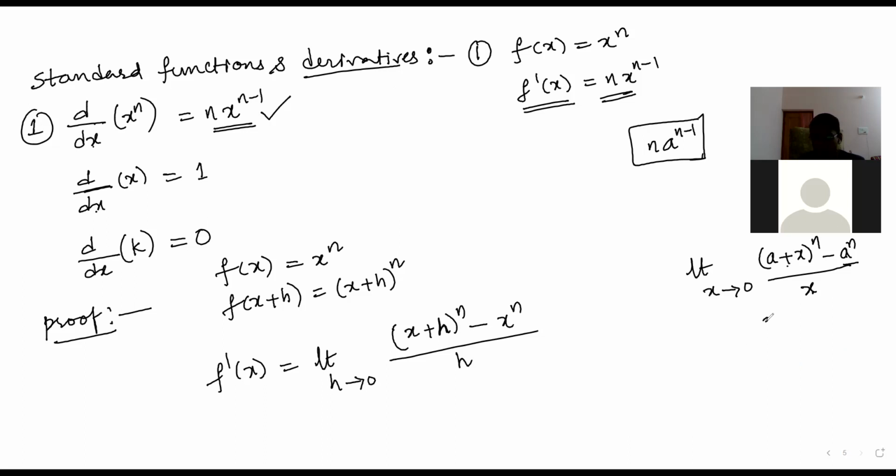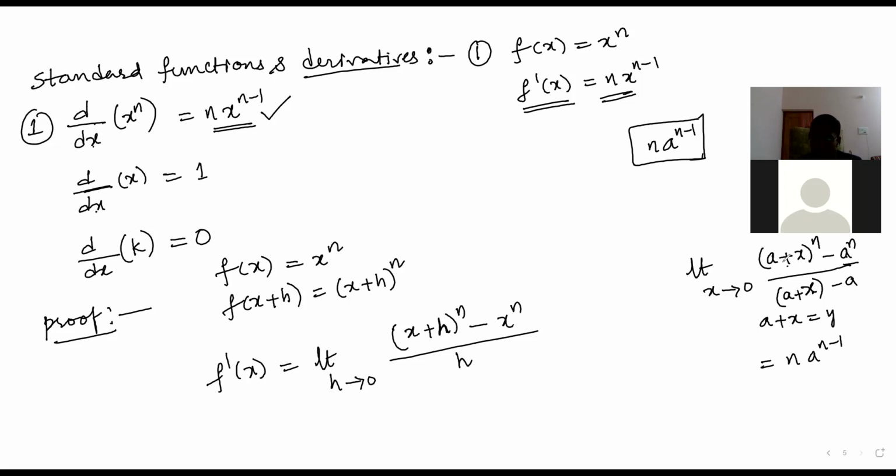You can use the direct formula. So what we can do here: take a plus x as some y. You can simply write a plus x minus a. So if you take it as y, that means y to the power of n minus a to the power of n, by y minus a. Same formula. What is that? n into a to the power of n minus 1. Yes, sir.